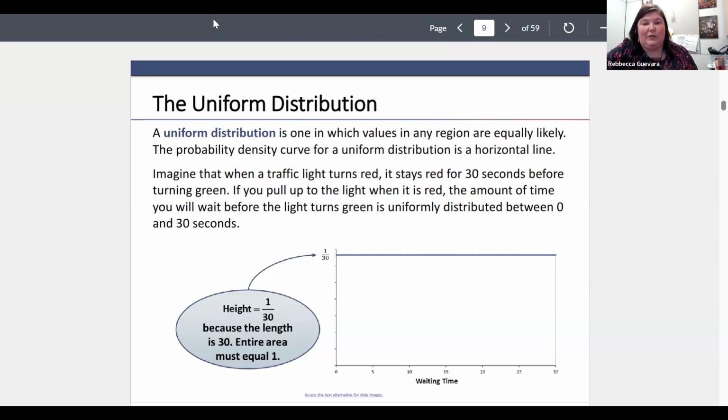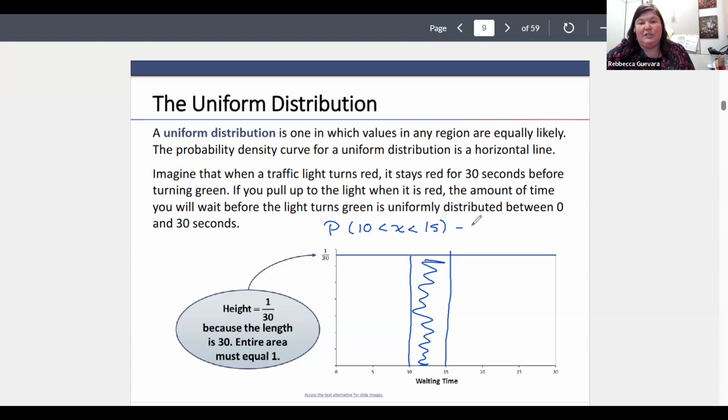Okay, so that means that whenever I pull up here, the amount of time you wait for the light to turn green, that probability that you would have to wait is going to be the same. So it's really that probability that we're talking about, not the wait time. So if I wanted to figure out the probability that I would wait, say, 10 to 15 seconds after the light, we're talking about this area right here. So all we're looking for is just an area.